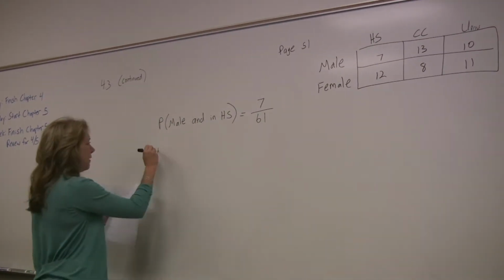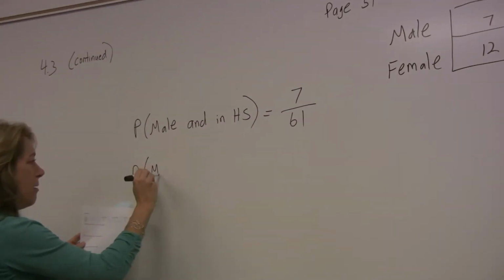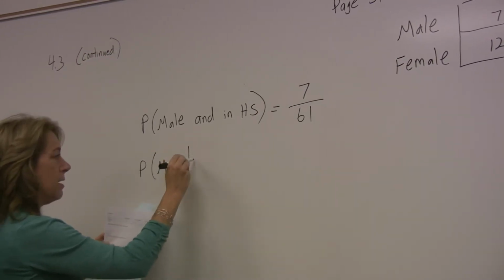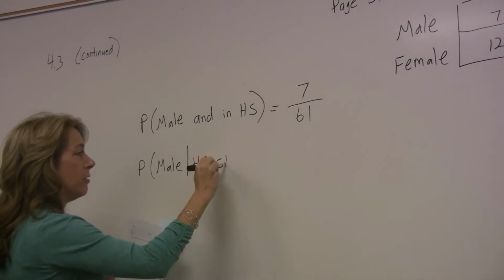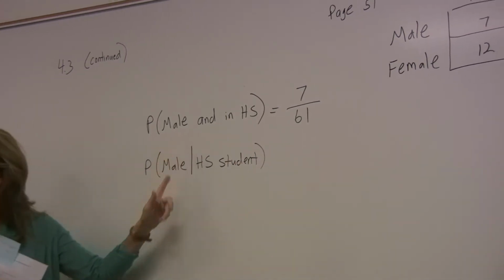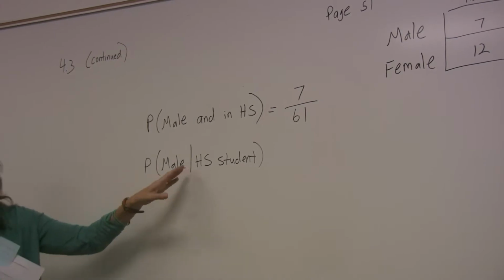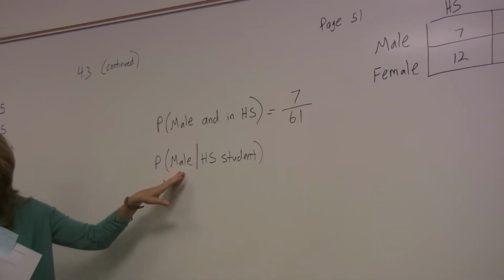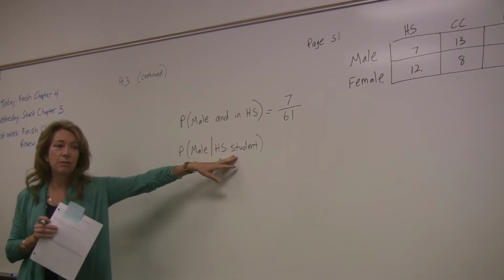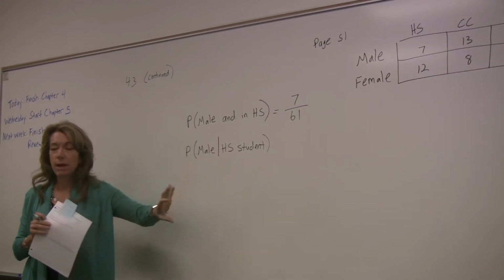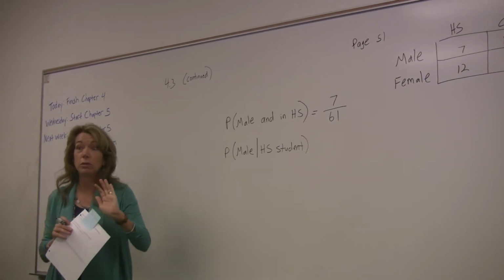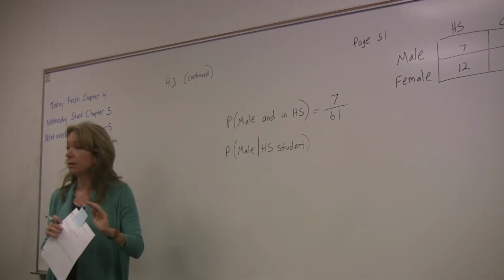The next one is very similar. Male, I'm going to write it slightly different, given that it's a high school student. Remember this notation from last time? That straight line means given. So this is read as the probability that a person is male, given that we already know it's a high school student. So I picked somebody randomly and someone said, hey, by the way, the person's in high school. We already know that part.